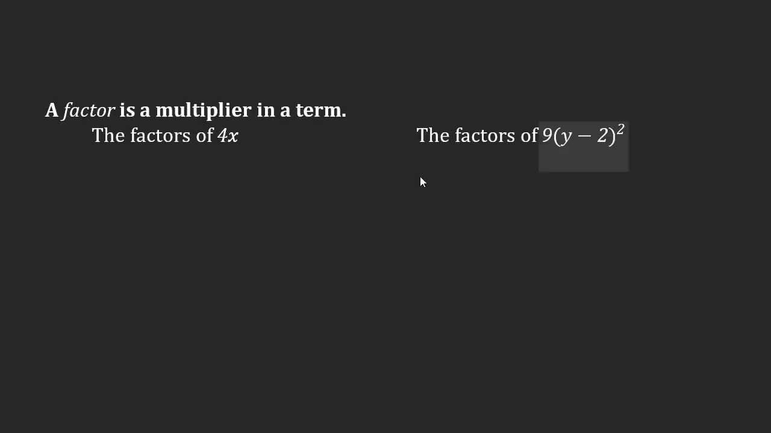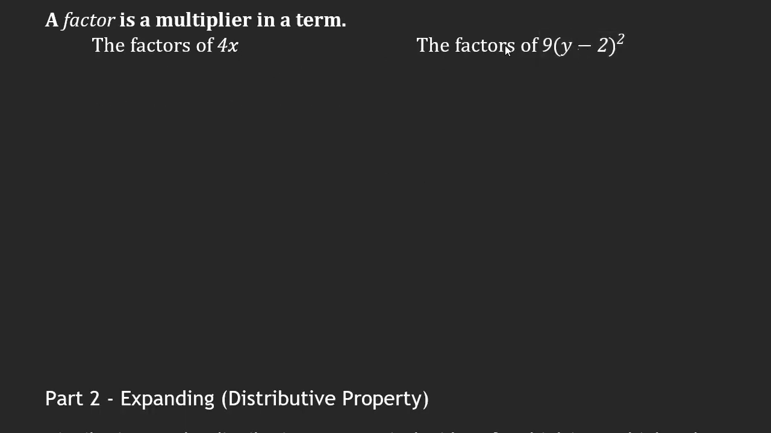Okay, so just another reminder, in terms of some terminology, a factor. A factor is a multiplier in a term. So we have this coefficient of 4 in front of this x. So if we were to take a look at the factors of 4x, we might say that one of the factors is 4 and another factor is x. But in fact, there are other factors.